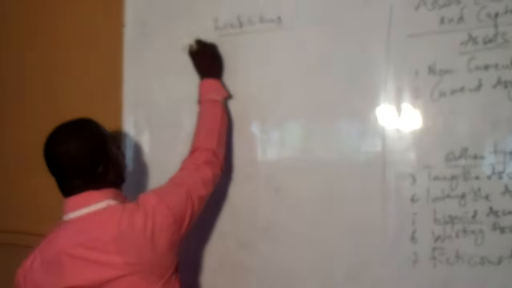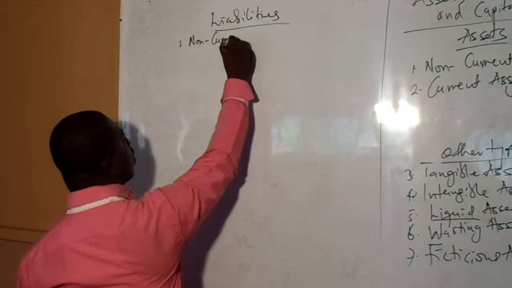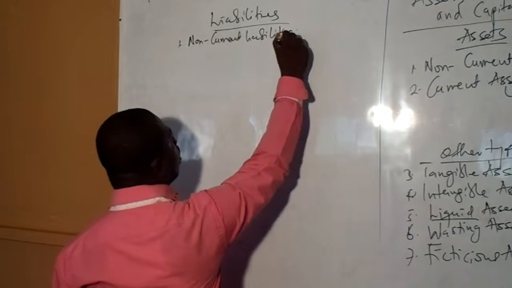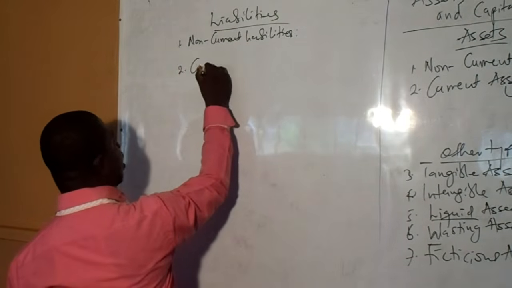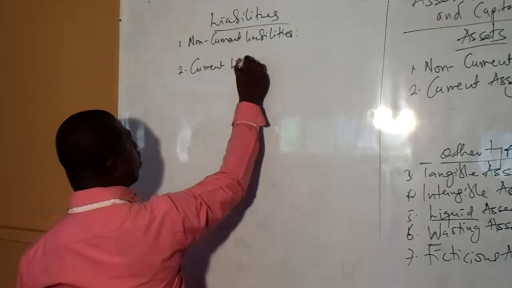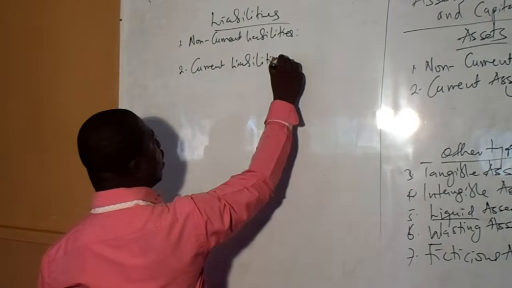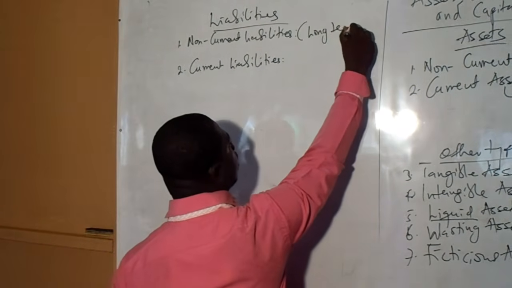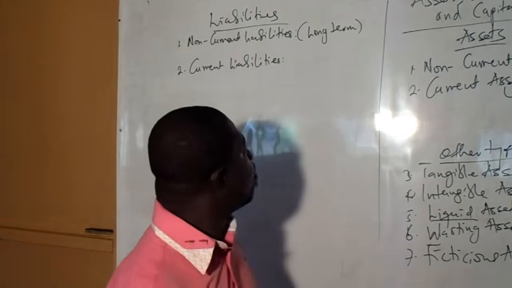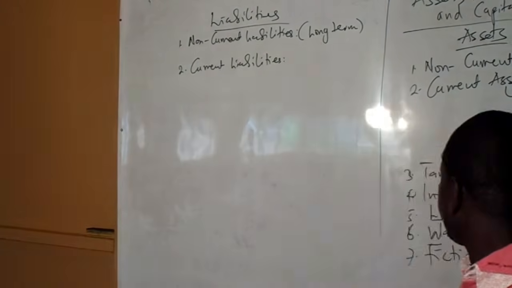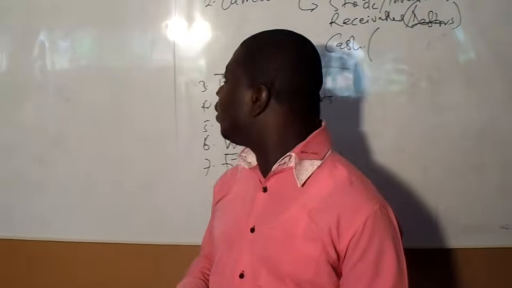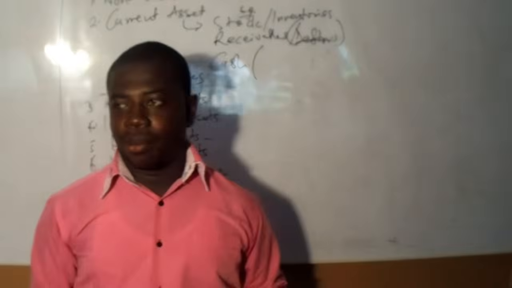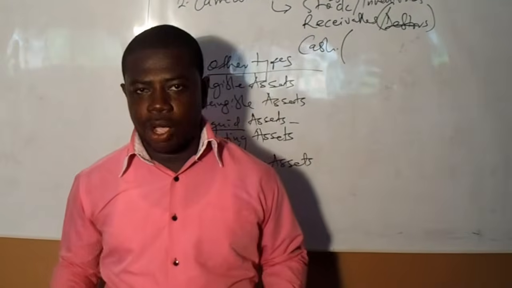There are also two main broad types of liabilities. We have the non-current liabilities, just like the assets, and then we have the current liabilities. The non-current liabilities are also called long-term liabilities by many people. So these are the two broad classes of liabilities, and we are going to take them one by one.